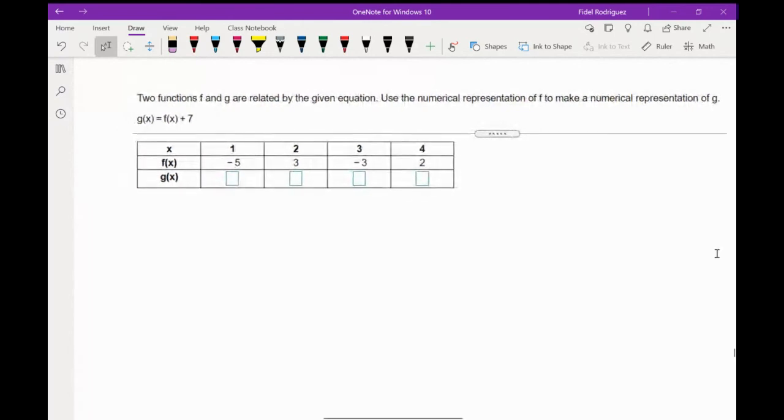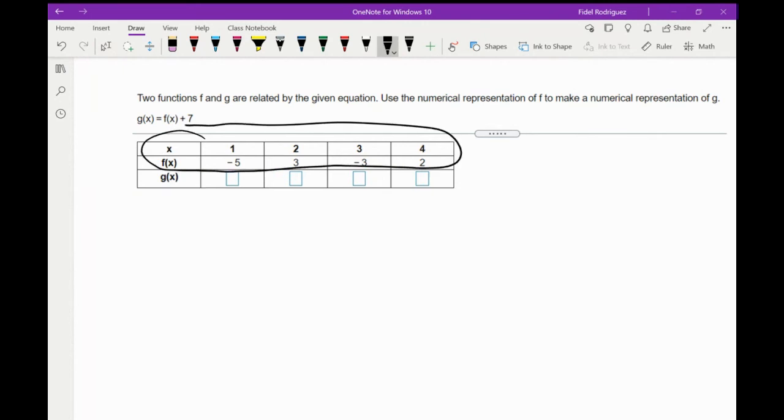Two functions f and g are related by the given equation. Use a numerical representation of f to make a numerical representation of g. Okay, so guys, first thing I want to do, I'm going to look at this piece right here. That's my table for y and f of x, right? And now they're asking me to do one for g of x.